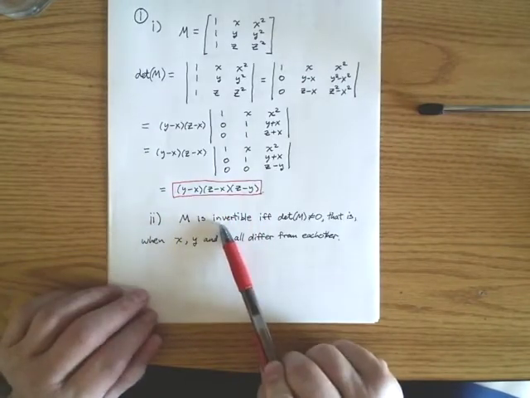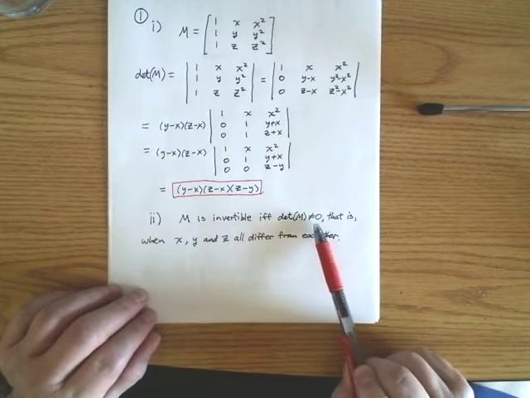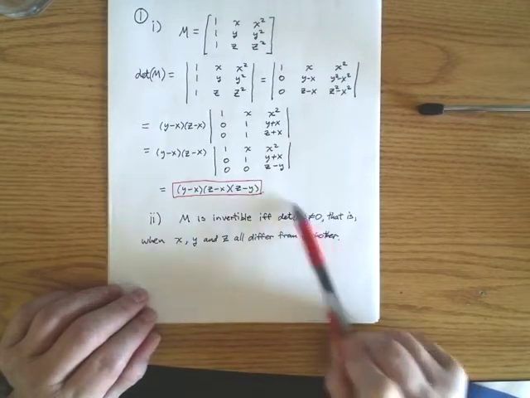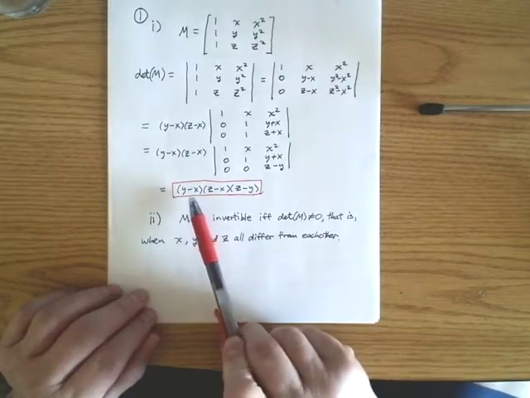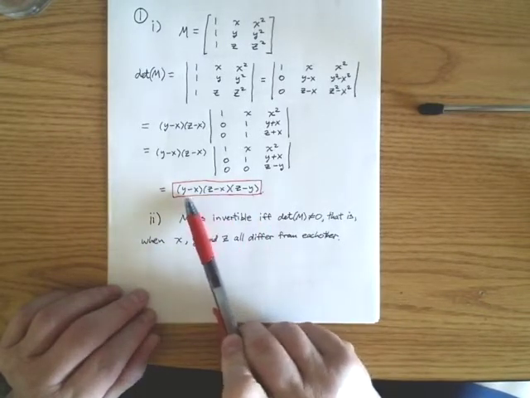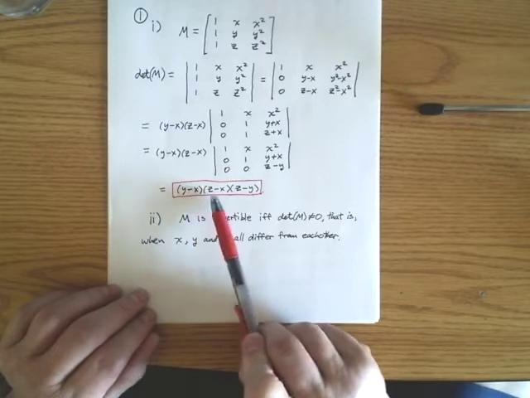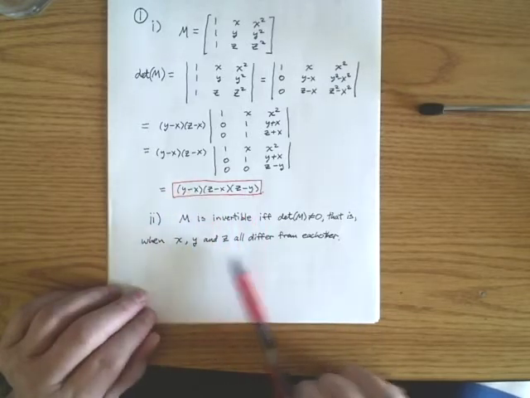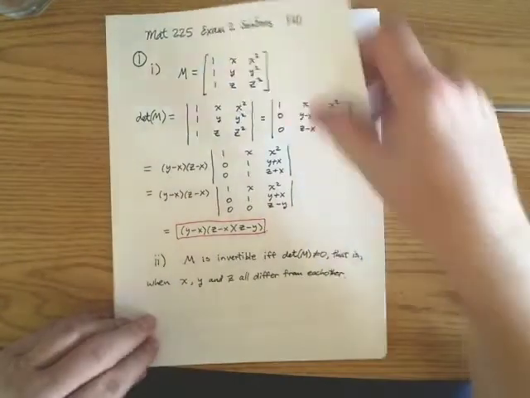When is M going to be invertible? M is going to be invertible if and only if its determinant is non-zero, since that's a square matrix. And when is that going to happen? That's going to happen precisely when each of these factors is non-zero. And those factors are going to be non-zero when x and y and z are all different from each other. So that's the answer to problem 1.